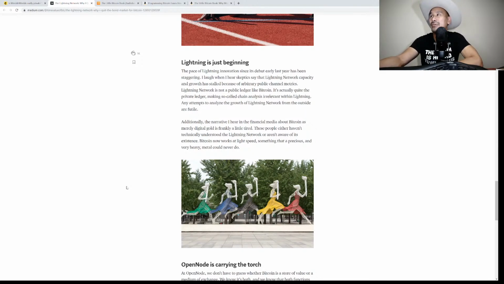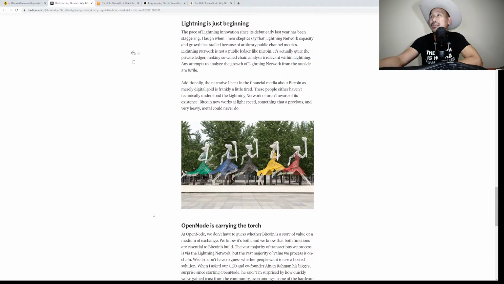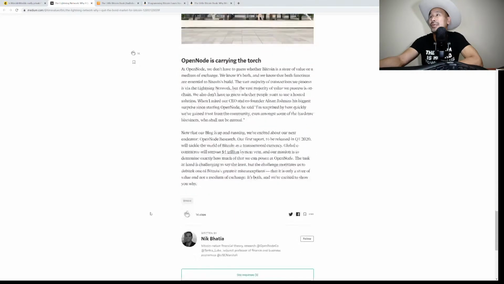Additionally, the narrative I hear in the financial media about Bitcoin as merely digital gold is frankly a little tired. Those people either haven't technically understood the Lightning Network or aren't aware of its existence. Bitcoin now works at light speed, something that a precious and very heavy metal could never do.